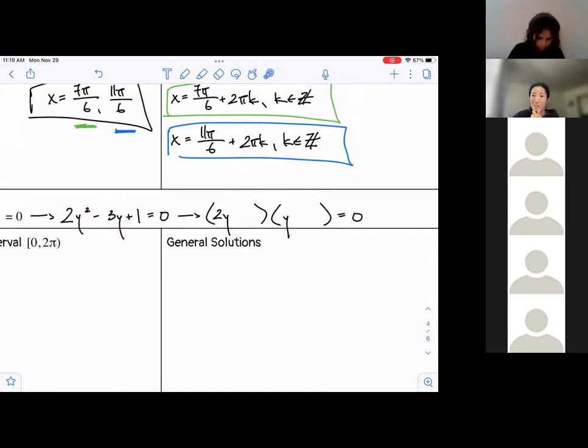Now, in this case, my hand is sort of forced because I have a 1 at the end. The only way that I can make 1 with whole numbers is 1 times 1. And so I can fill in these last two places with a 1 and a 1. But someone help me out. What sign should be connecting the 2y and the 1 and the y and the 1?